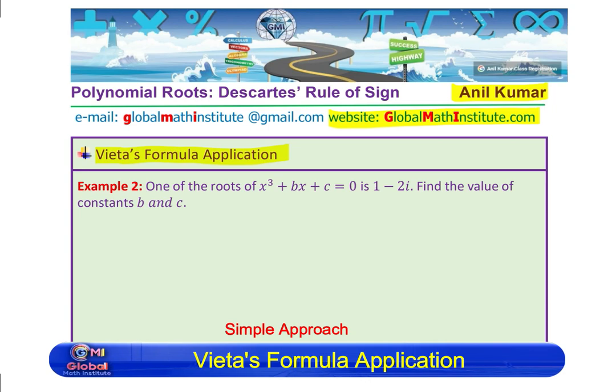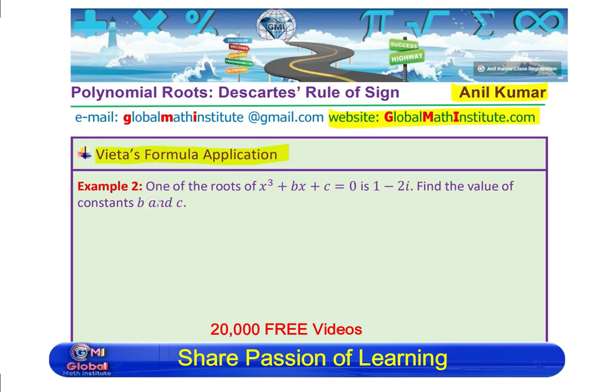Here is example 2 for you. One of the roots of x cubed plus bx plus c equals 0 is 1 minus 2i. Find the value of the constants b and c. You can pause the video, answer the question, and then look into my suggestions.